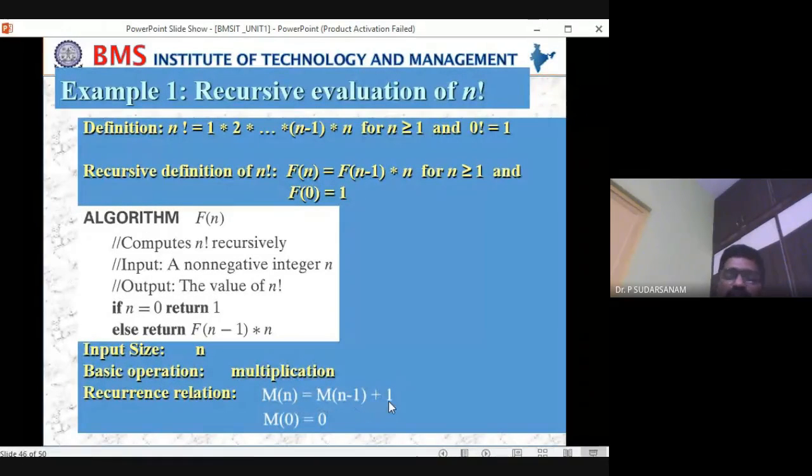So n minus 1, and 1 is the constant. If you give 1 also, you have to get the answer. Factorial 1 is 1, you have to get it. If you give 0 also, you have to get 1. That is the reason you have written 1. So the equation can be written like this: m of n is equal to m of n minus 1 plus n. The initial condition, m of 0 is equal to 0, we have written.